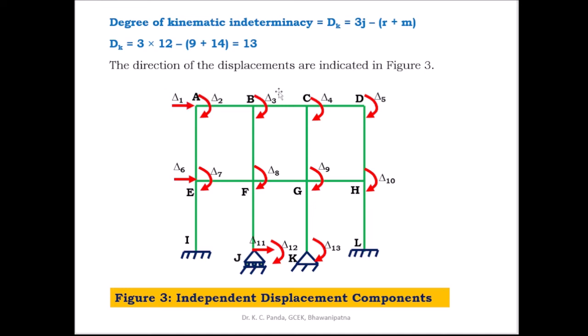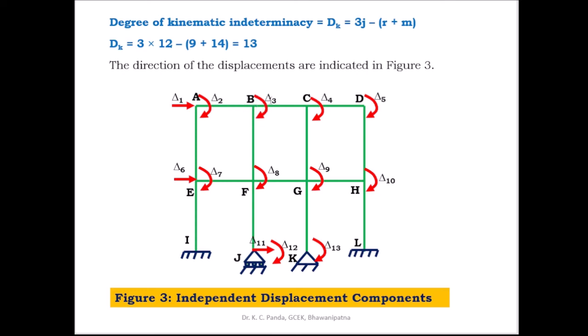Then the direction of the displacement are given in this figure. At the joint A, there is no vertical displacement, horizontal and rotational displacement takes place. At joint B, there is no vertical and there is no horizontal, because what is the horizontal displacement takes place at A, the same displacement takes place at B also. So here no need to take any horizontal displacement.